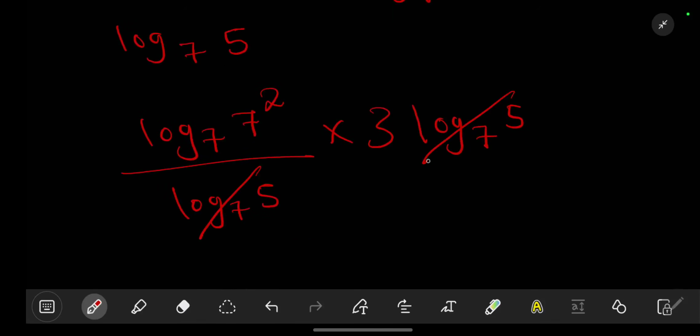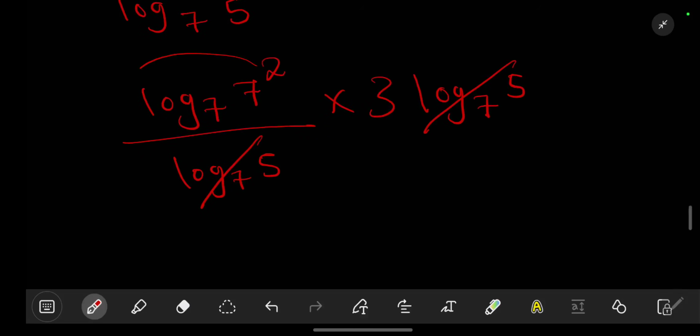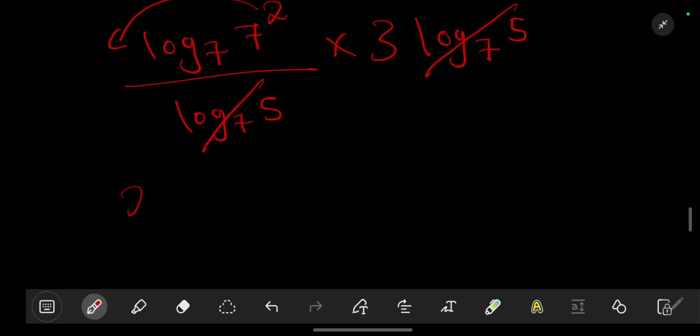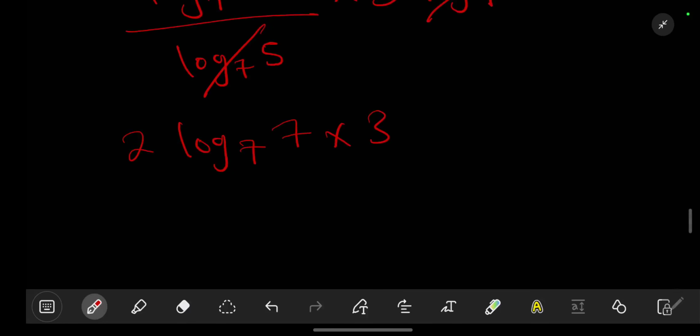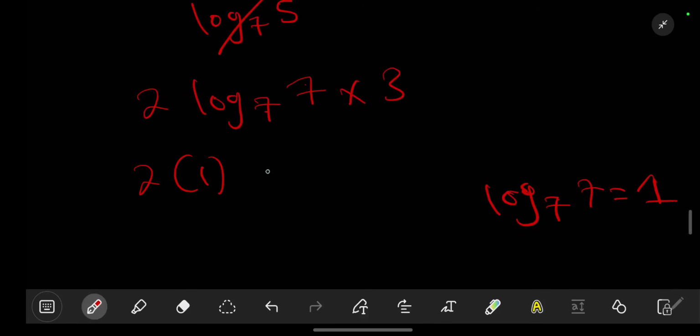This one and this one cancel. This 2 comes here, so we are going to have 2 log of 7 base 7, then times 3. If you have the log of the same thing, where the base and the number are the same, that is equal to 1. So we are going to have 2 times 1 times 3, which means the answer here is 6. So that is how we evaluate that.